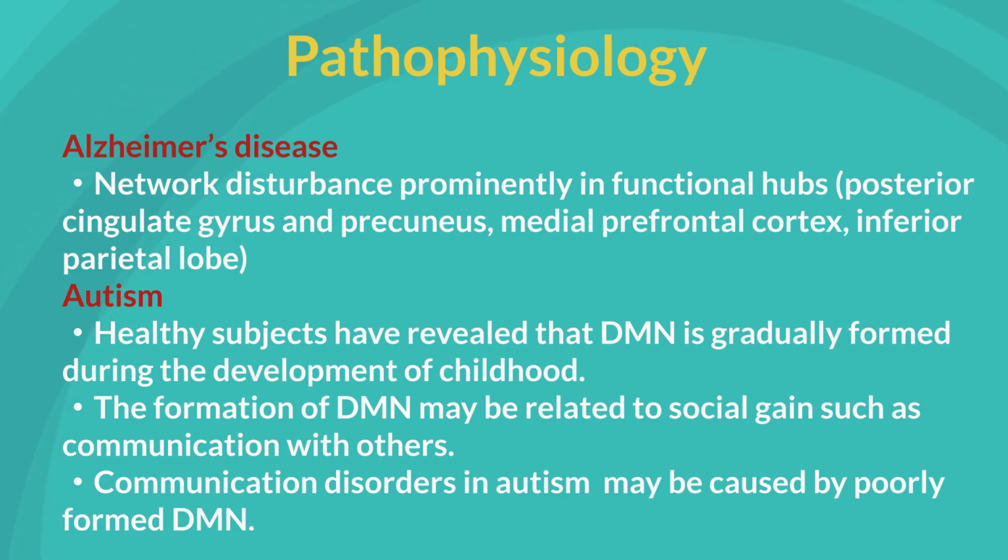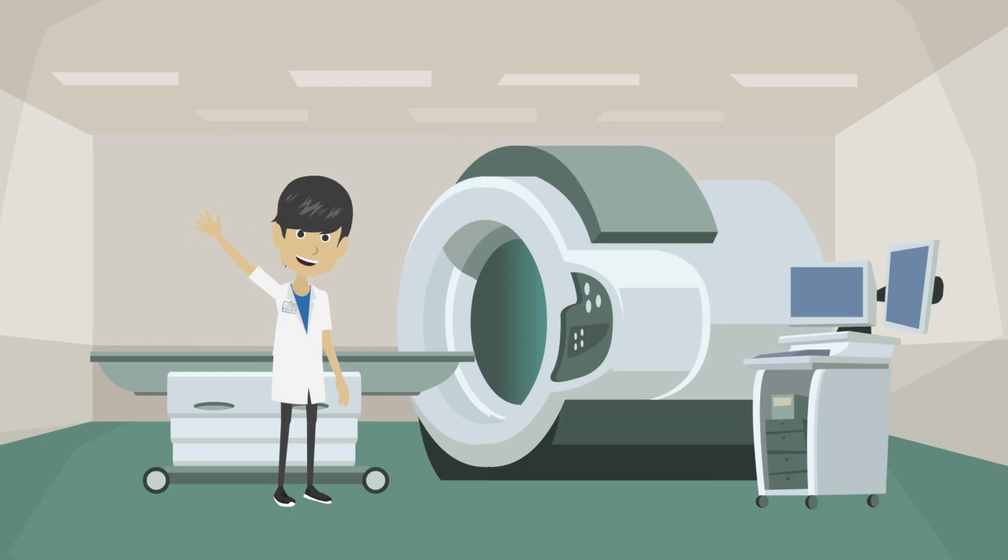With regard to autism, it has been shown that in healthy individuals, the default mode network is formed gradually during development of childhood. The formation of the default mode network may be related to social gains such as communication with others. Communication disorders in autism may be caused by poorly formed default mode network. This concludes the relationship between Alzheimer's disease, autism and the default mode network.